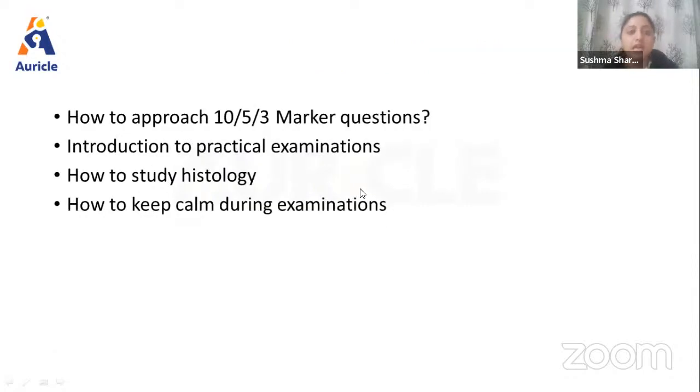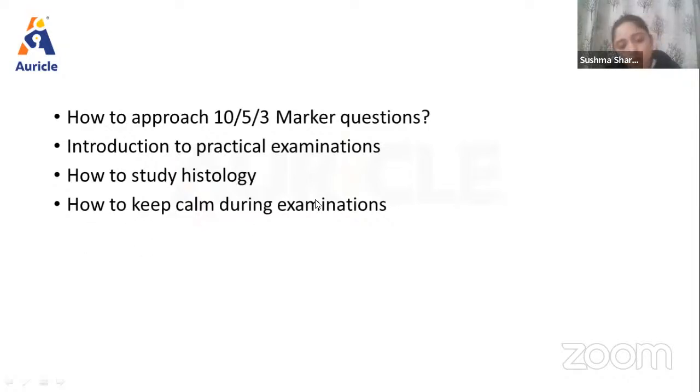Now, these are all the different topics that I want to cover today: how to approach 10, 5, and 3 marker questions, long essay, long answer, and short answer. Then what exactly happens in a practical examination, right? What you will be given, what you need to do in your practical examinations, and how to study histology. Again, this is one of the things that you take for granted. Because you take it for granted, towards the end histology gets piled up like one big thing in your head, and then before going to the exam you're scared. So I'll tell you how to go about histology as well.